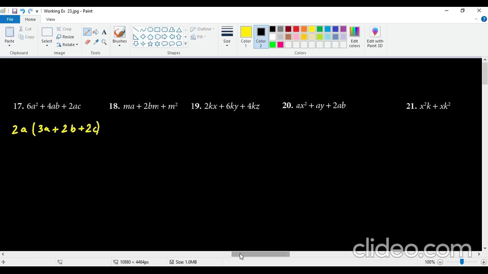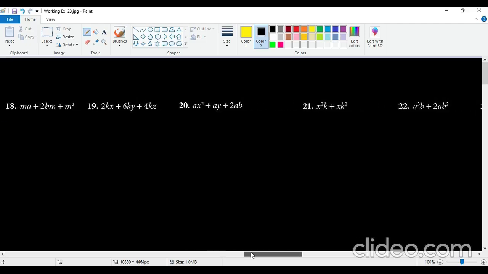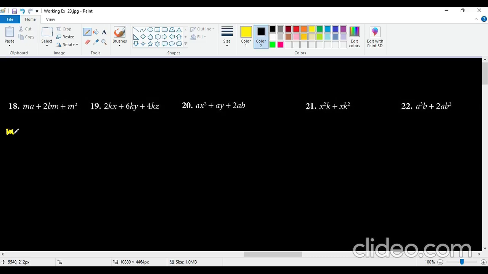Moving on to question number 18. In here, m is common, and remaining is a plus 2b plus m. In question number 19, I can see 2 is common and k is also common. Now remaining x plus y plus 2z is going to be another factor.